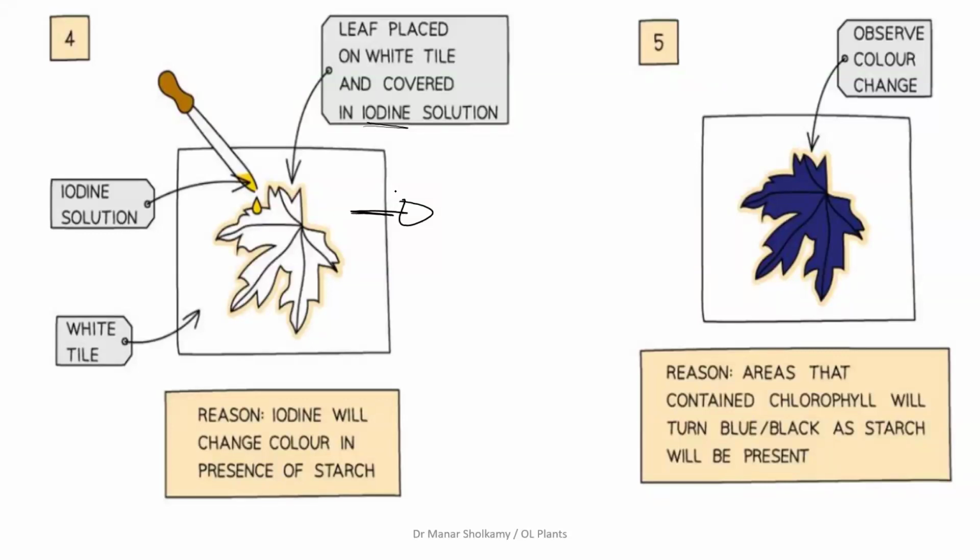In order to be able to see the color. Yes, it's always very good to see a color change when there is a white background. And then the last step, you will observe the color change. The color, if starch is present, will change from yellow brown to blue black.